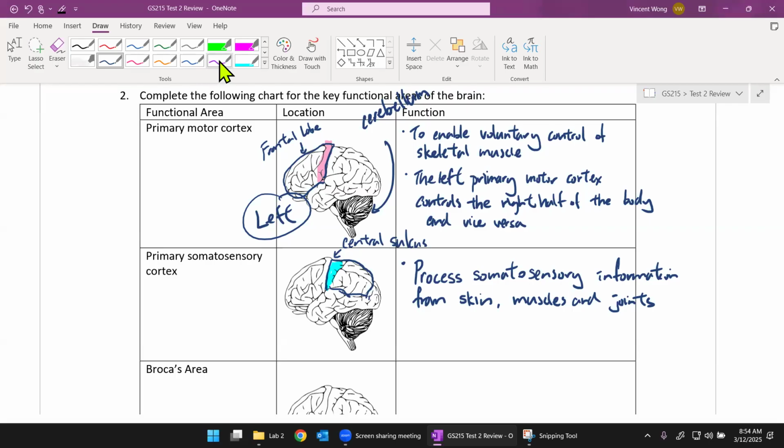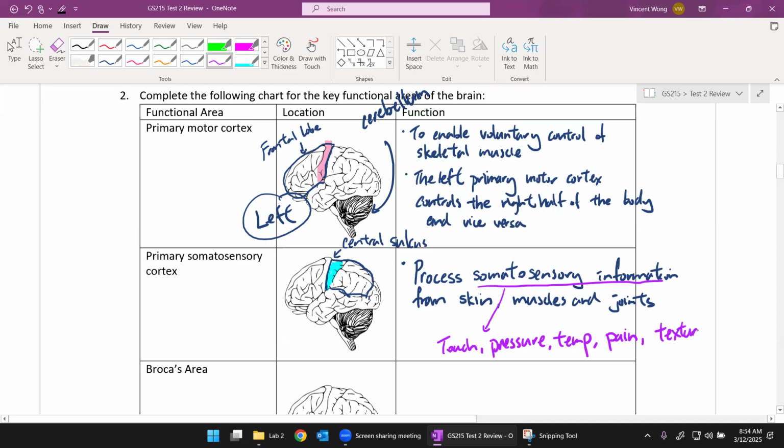So what kind of somatosensory information are we talking about? Touch, pressure, temperature, pain, texture, everything you can feel with your skin.